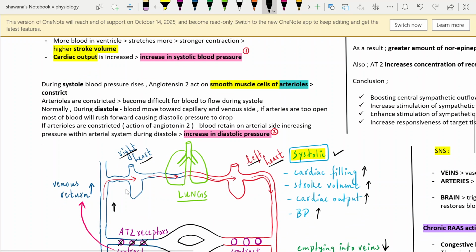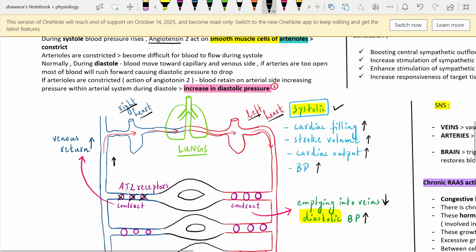Stay focused that during systole, angiotensin 2 acts on the smooth muscle cells of arterioles. It means that this side of the arterioles is going to constrict. It will cause constriction of the arterioles. What does it mean? See, normally during diastole, the blood moves towards the capillary and the venule side. The blood moves here from the arterioles towards the capillaries towards the venules.